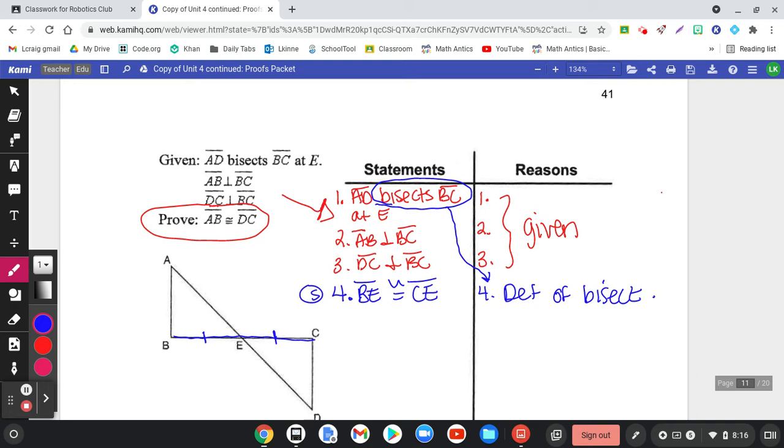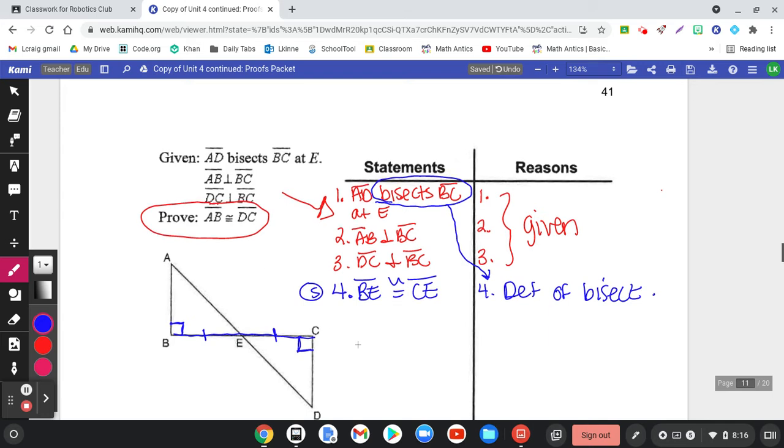AB is perpendicular to BC, and DC is perpendicular to BC. So that means angle B and angle C are right. And we're just going to say that over here. And we can use B and C. We don't have to put numbers in because there's no other angles happening there. So number 5, angle B and angle C are right angles. And the reason that we knew that is by definition of perpendicular.